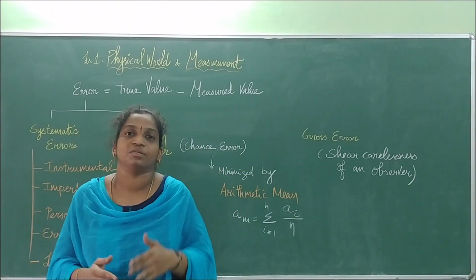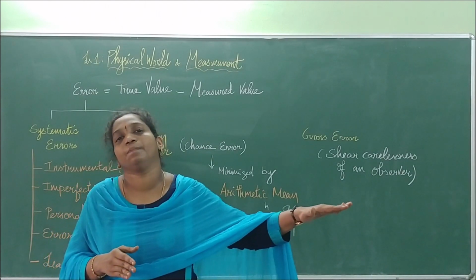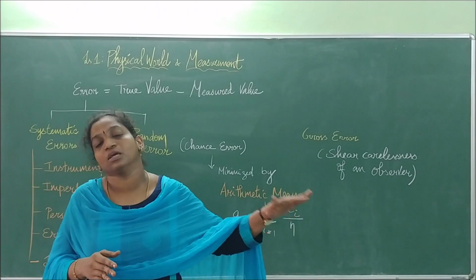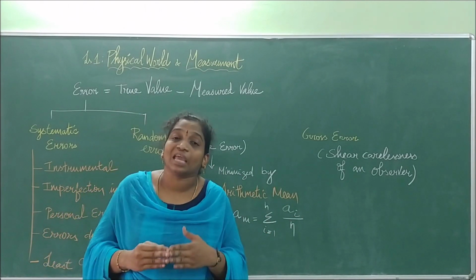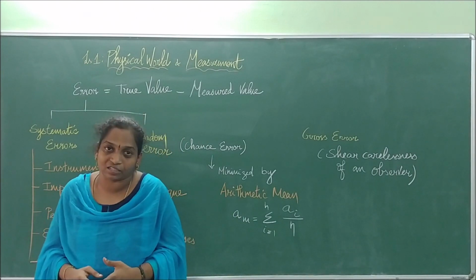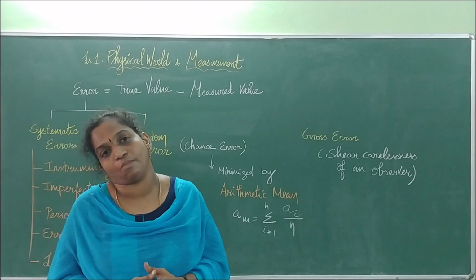A systematic error means one which is continuous. It's a constant value, but it keeps repeating in all the measurements. We call that a systematic error, and it cannot be easily eradicated, so we have to very carefully minimize it.